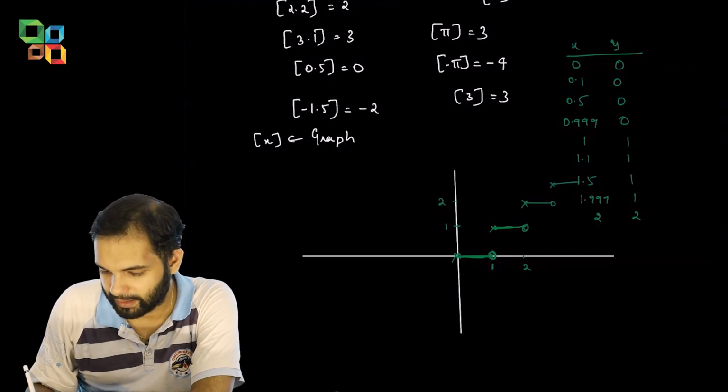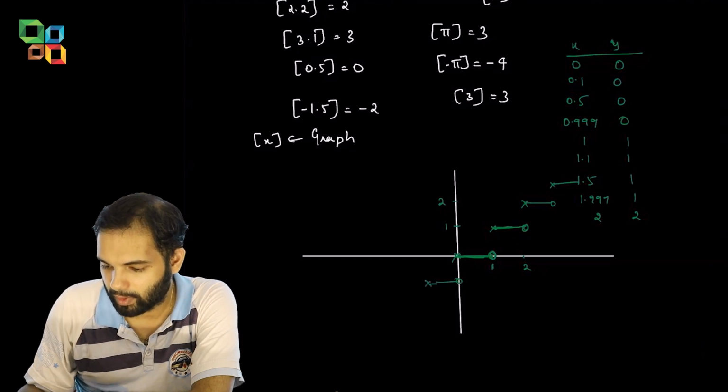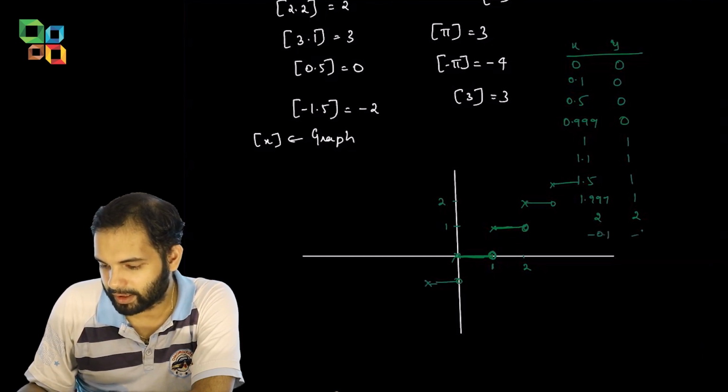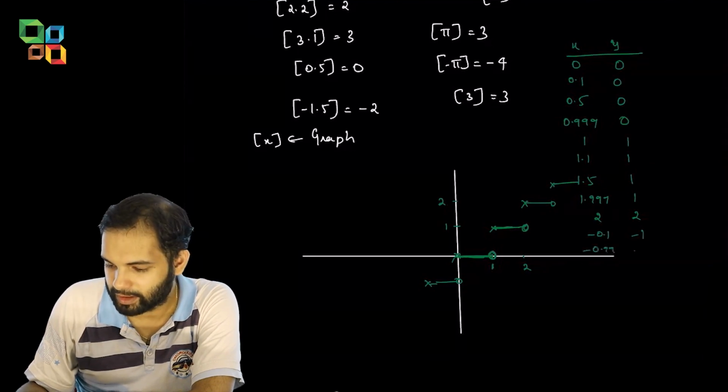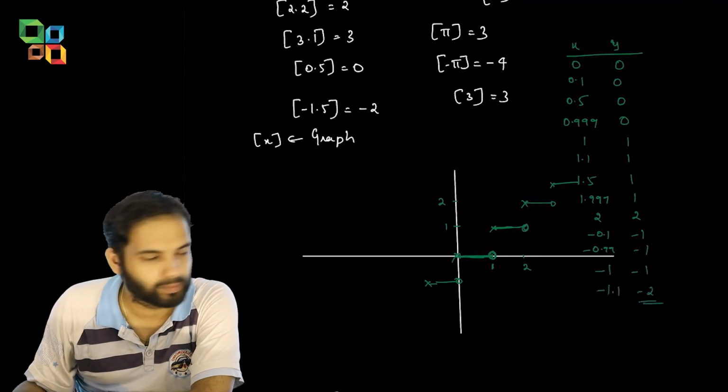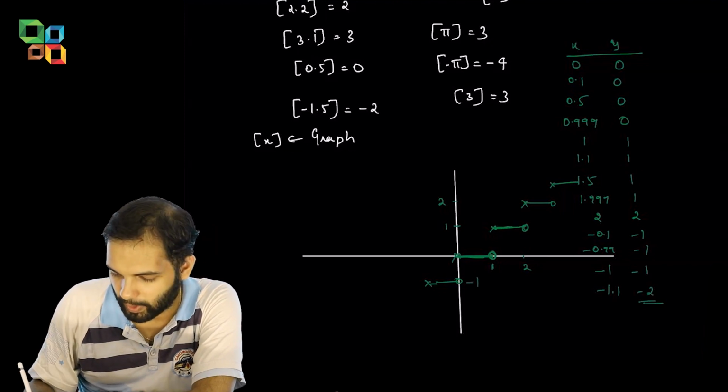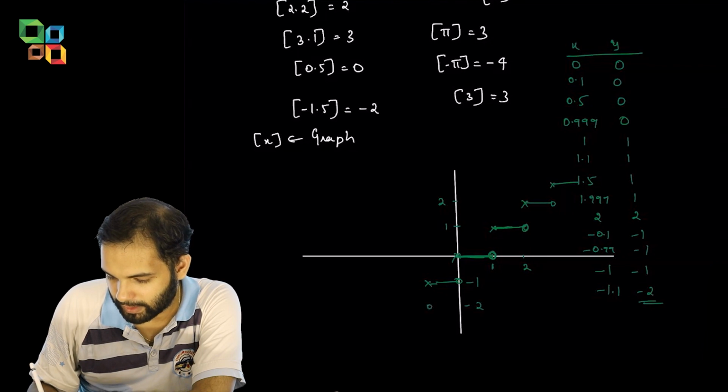On the negative side again, at -1, see, minus 0.1, it's -1, correct? So up to minus 0.99, it's -1. Then it will come to -1. And just below -1, it will go to -2. So the graph will look something like this.